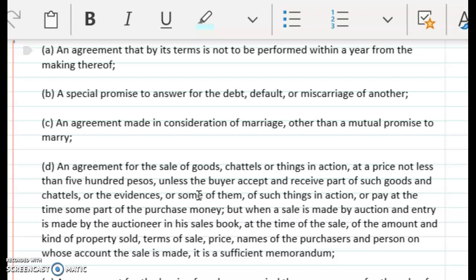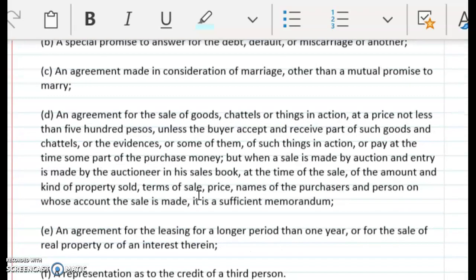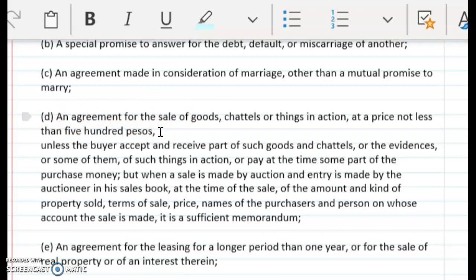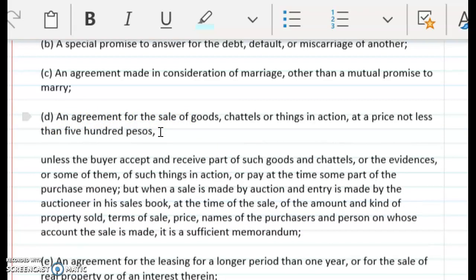Okay? How about letter E? Why is it so long? An agreement, unless the buyer... So, that's all it means. If it would exceed 500 pesos, it falls within the Statute of Frauds, unless the buyer accepts.